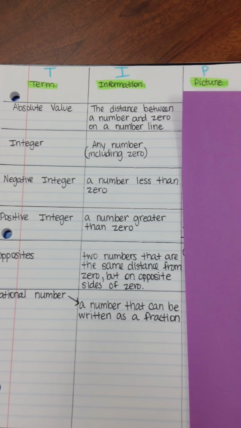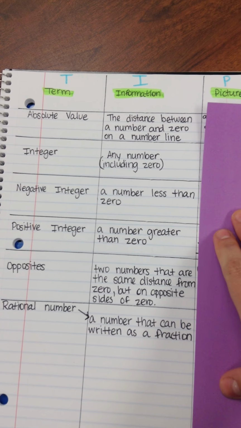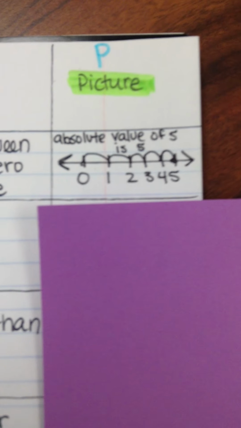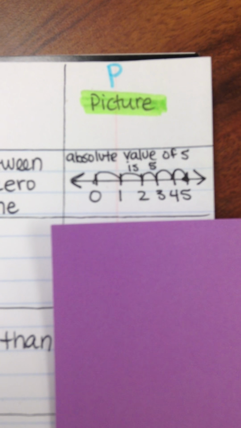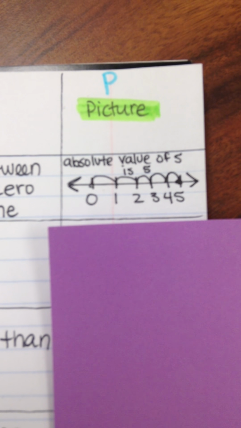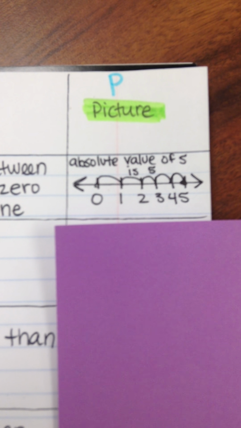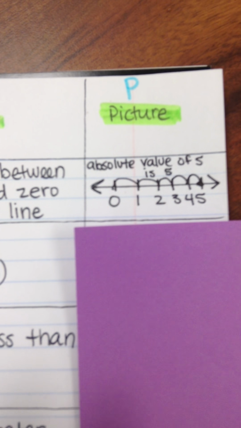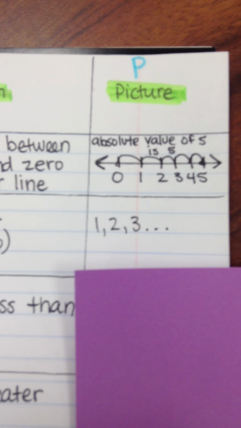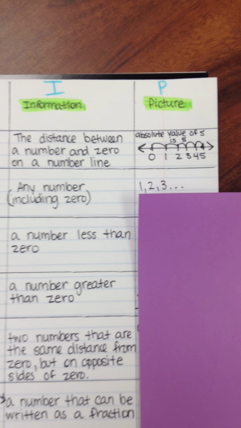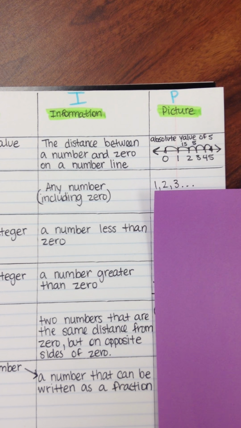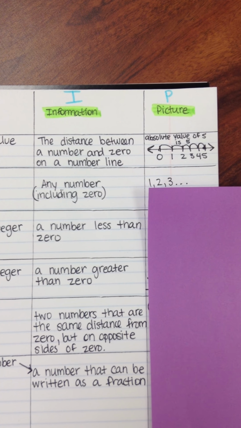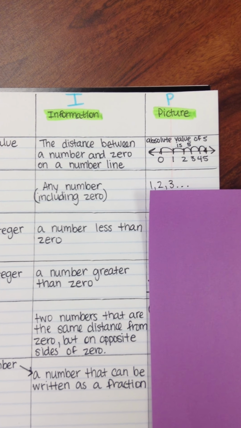Okay, last what you'll need to do is draw your picture for each term. So for absolute value, I put the absolute value of 5 is 5. I drew a number line that shows that from 0 to 5 is 5 hops, which is the distance. Next, for integer, an integer is any number including 0. So I wrote 1, 2, 3, ... meaning that the possibilities are endless on listing integers.